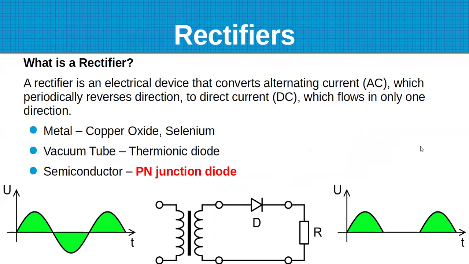Okay, so one of the practical uses of diodes, not just semiconductor diodes, but vacuum tube diodes and metallic ones, which are made by putting layers of copper oxide and selenium together. It's a diode. It passes current in one direction when it's forward biased.